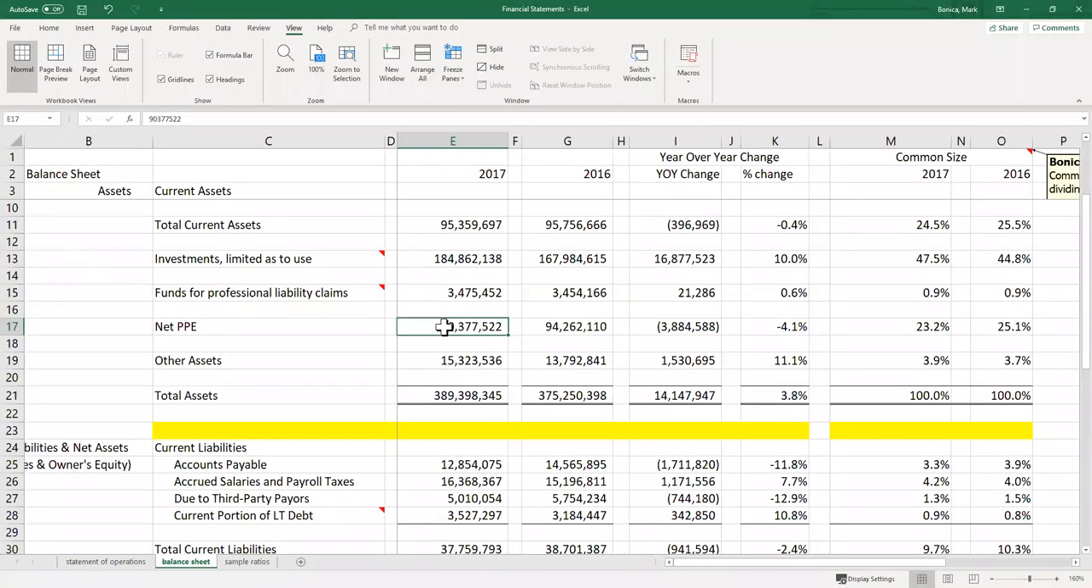I gave a fairly lengthy description and explanation of depreciation in the income statement video. So I suggest you check that out if you want to think about it, or check out my video for chapter 4 of Gapinski's healthcare financial management textbook.